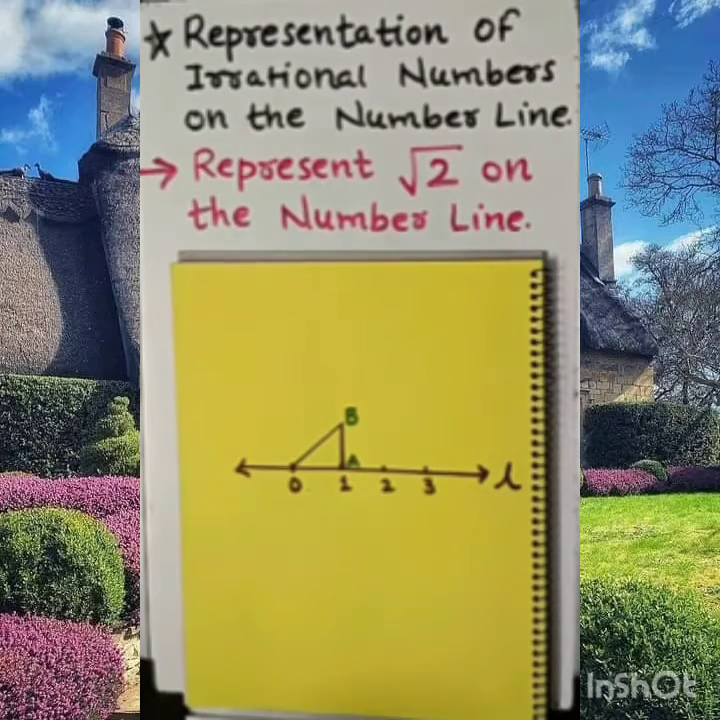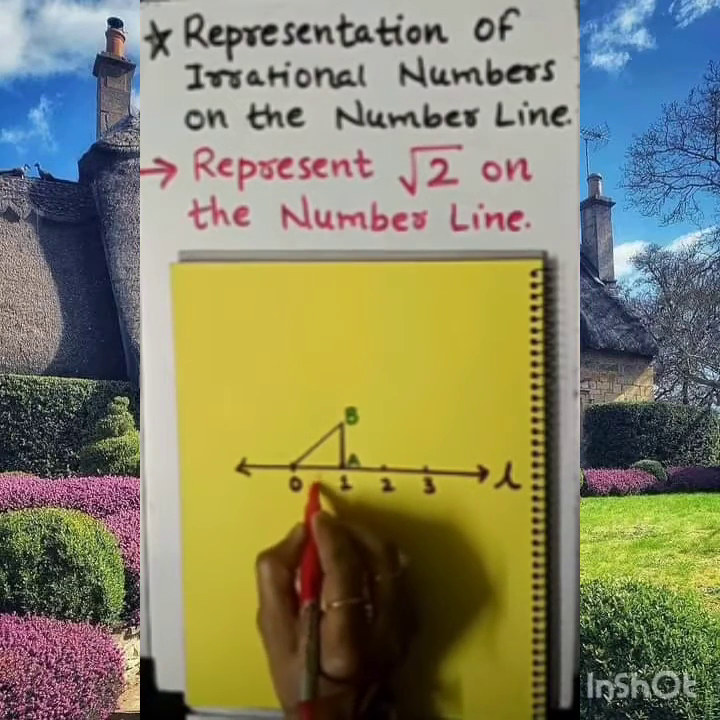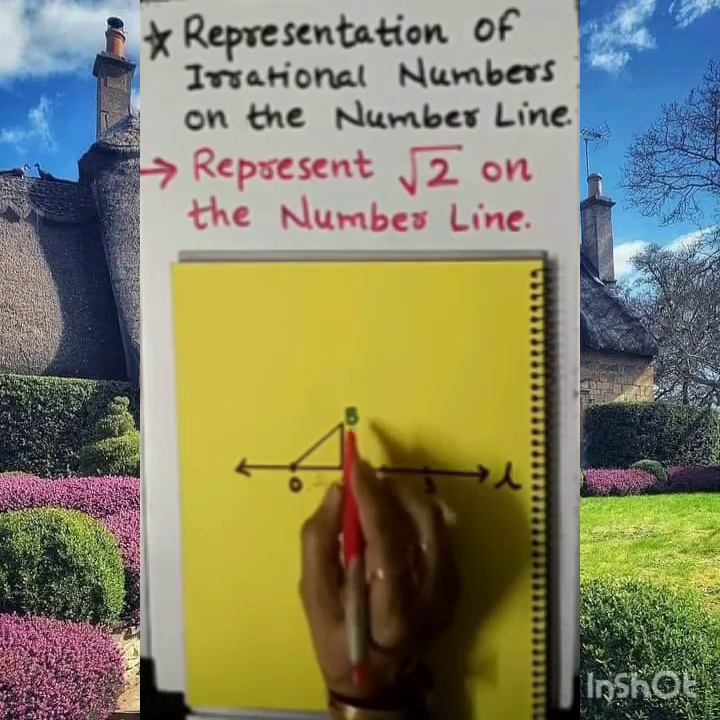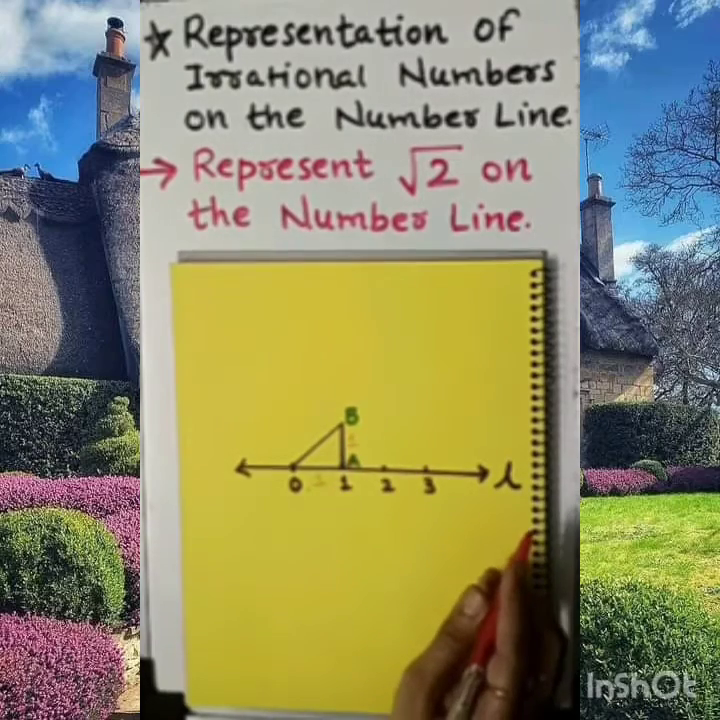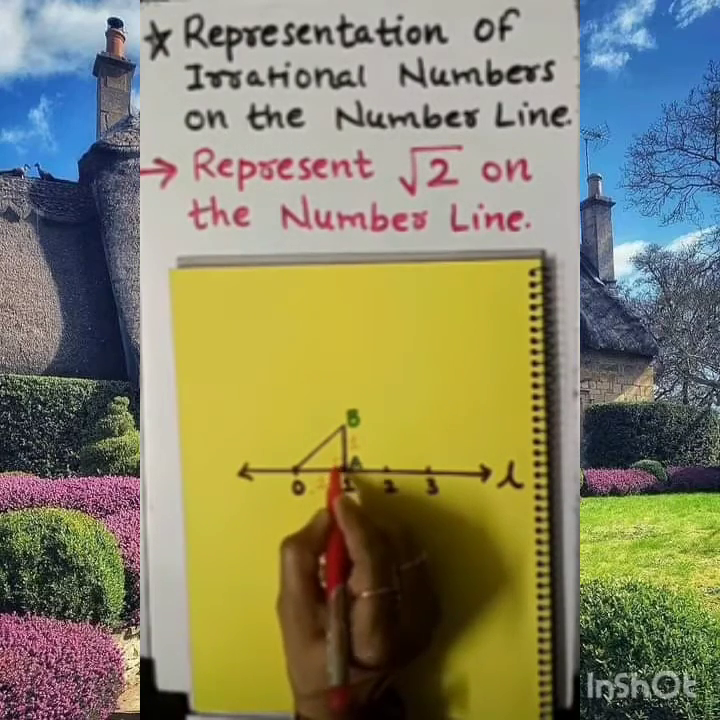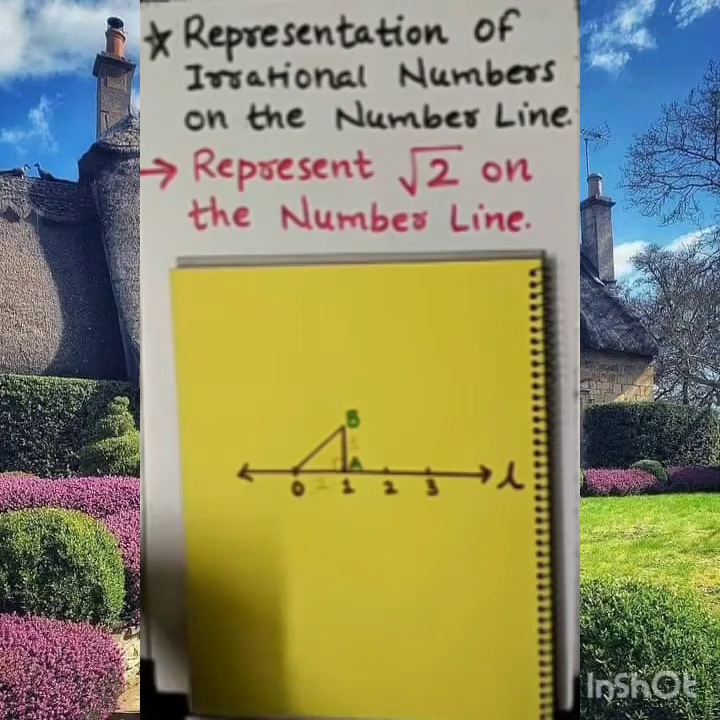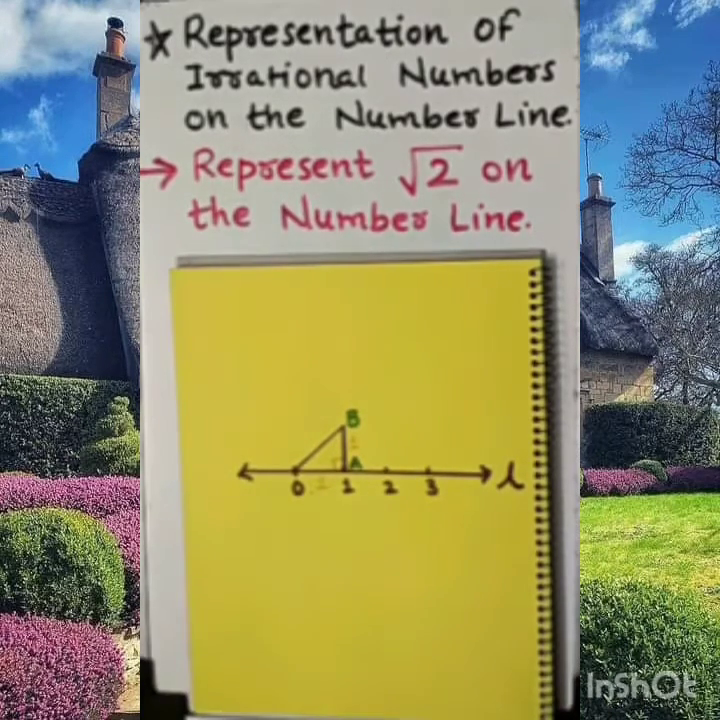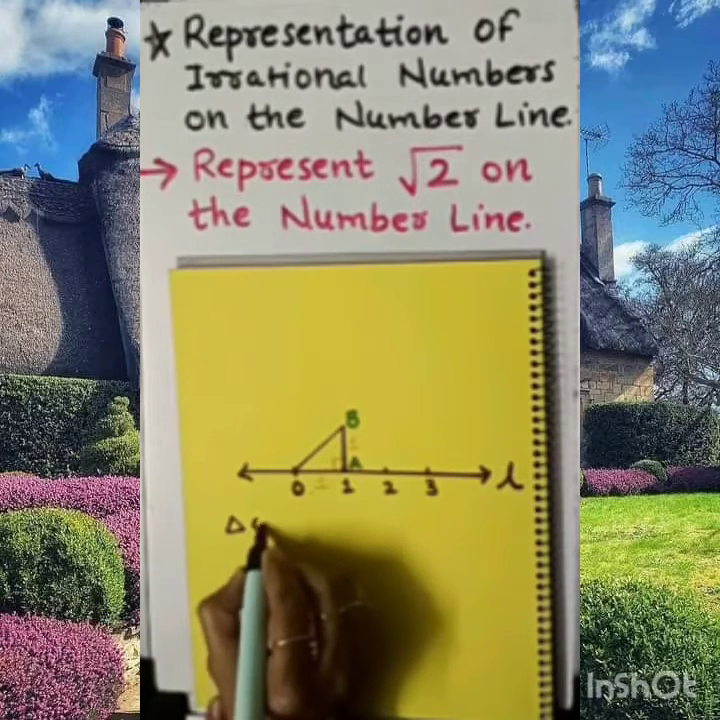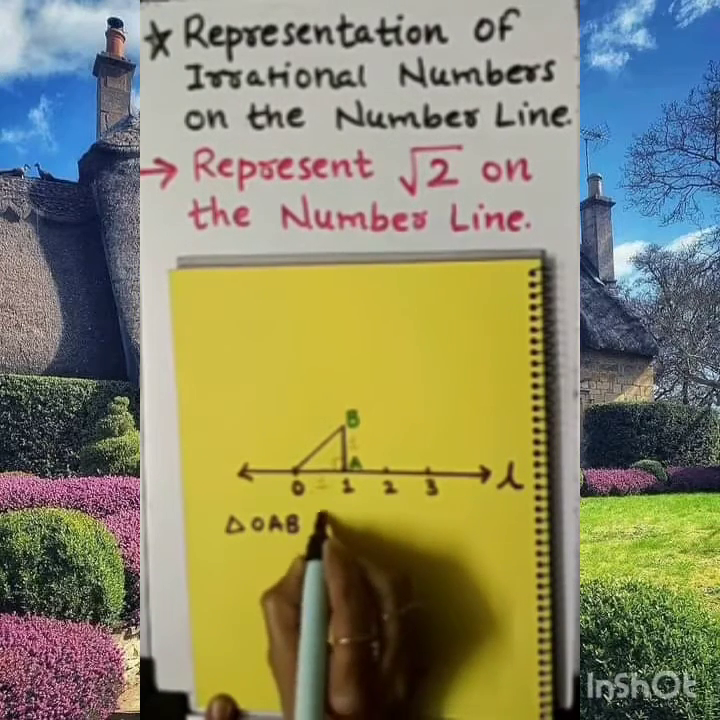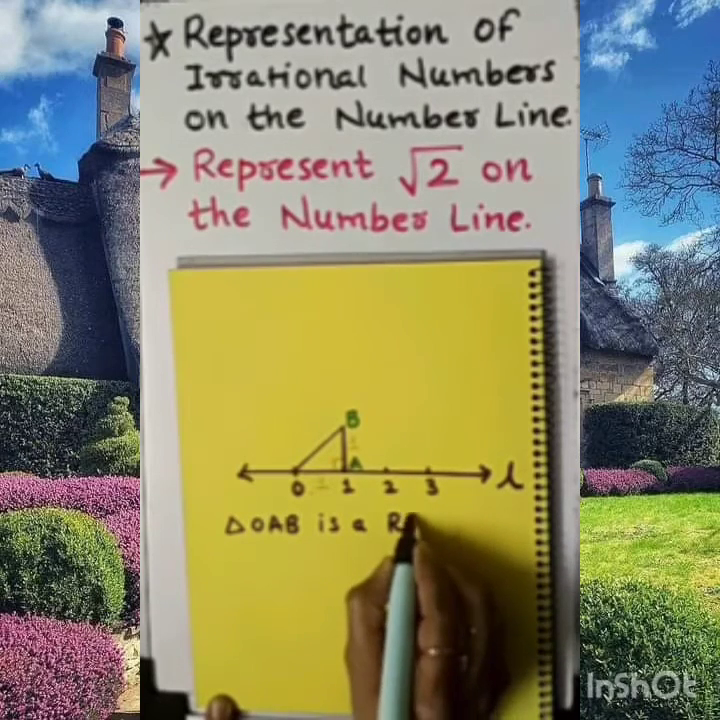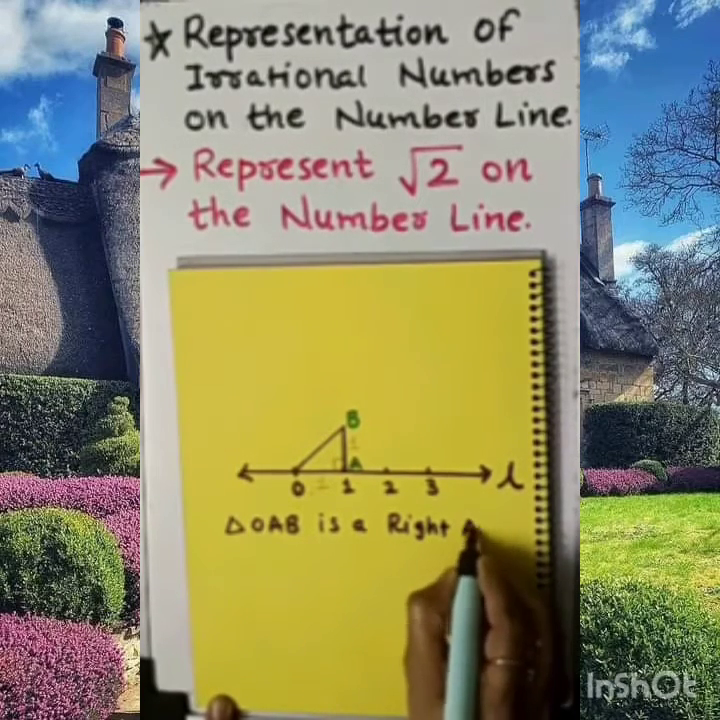So dear student, but this is not the construction of root 2. So what to do with that? As we know, this is our 1 unit. So I am mentioning this is 1 unit. A to B is also 1 unit. Agree? As we know, this is forming a 90 degree angle. So which type of triangle is OAB? You know very well, triangle OAB is a right angle triangle.